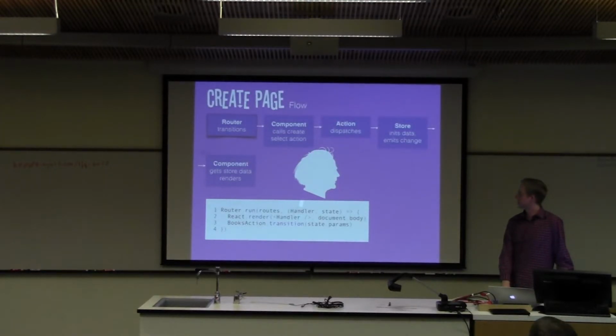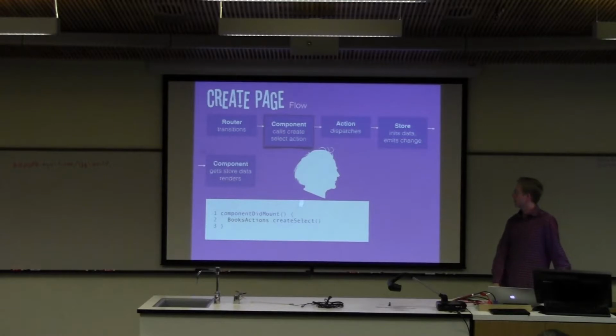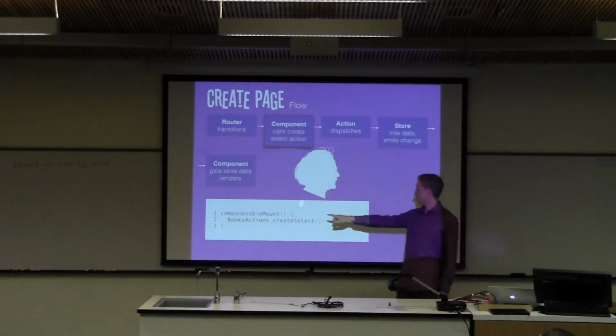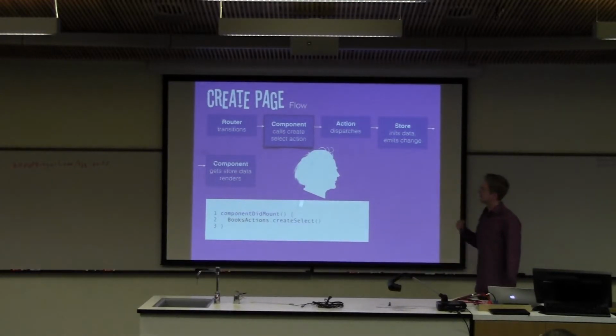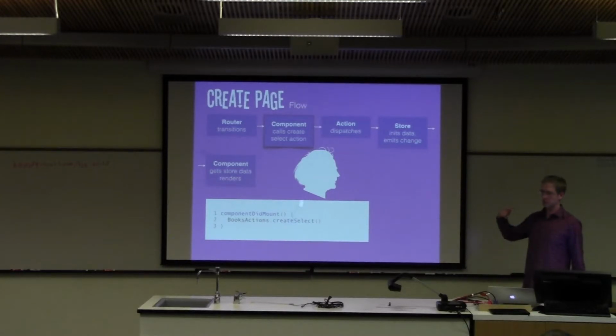So again, we have a router transitions into our space. We're calling the same action. We're rendering a different component. That component is now going to say, I am rendering, and I want to tell Flux that I'm rendering. So this is going to start that loop going. So remember, component talks to action. So the action takes that and it says, OK, dispatch this to all the stores.